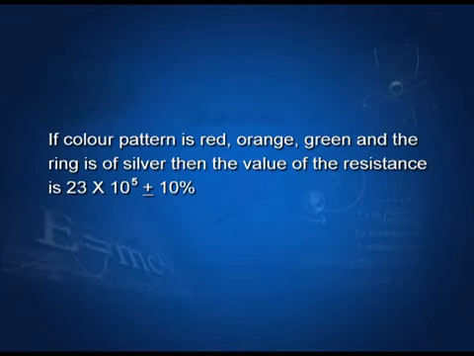If we have a color pattern in a carbon resistor like red, orange, green, and the ring is silver, then the value of the resistance is 23 into 10 to the power 5 plus minus 10%. Here 10% is the tolerance represented by silver. Tolerance is also represented by gold, silver and no color. If the ring is gold, the tolerance is 5%. If it is silver, then 10%. And if there is no color on the ring, the tolerance is 20%.